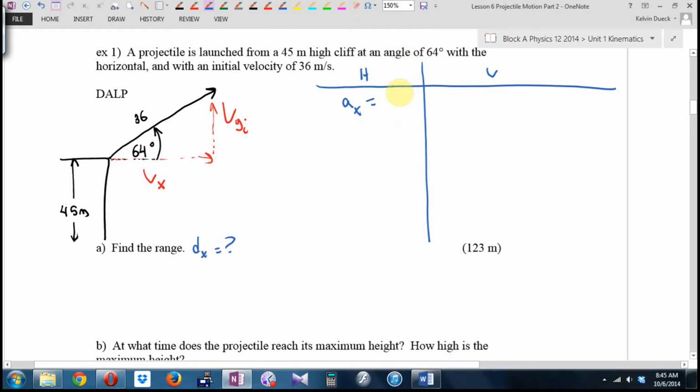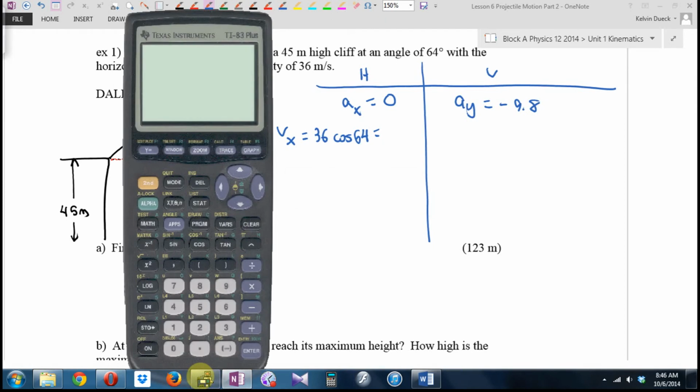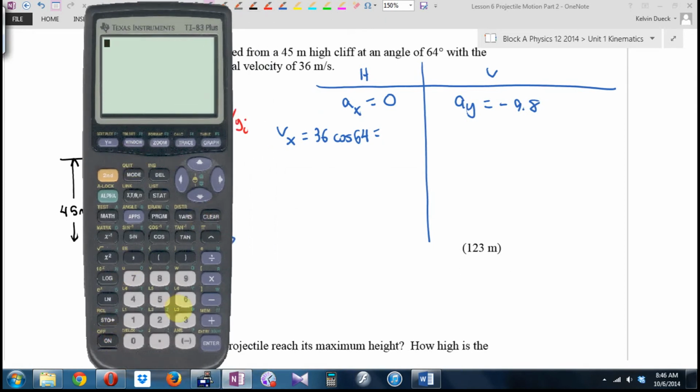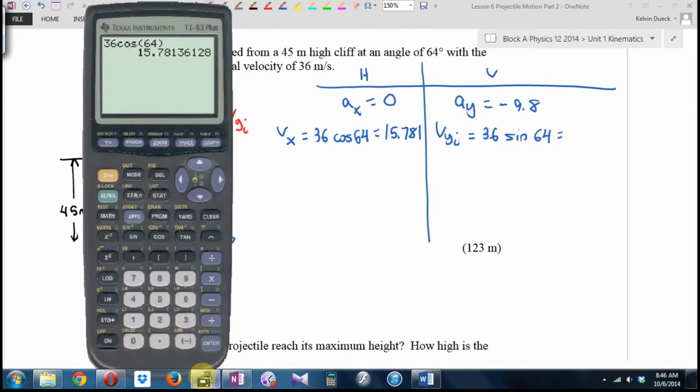AX equals what? Nothing. AY equals negative 9.8. Vx equals, what did we say on the previous page? Which trig function is Vx? So I'm going to go 36 cos 64. I have to save room. Normally I'd do Vx somewhere else, but I just realized we're going to be cramped for space here, so I'm trying to save lines. 36 cos 64, 15.781. Vy initial is going to be 36 sine 64, 32.357, I guess.